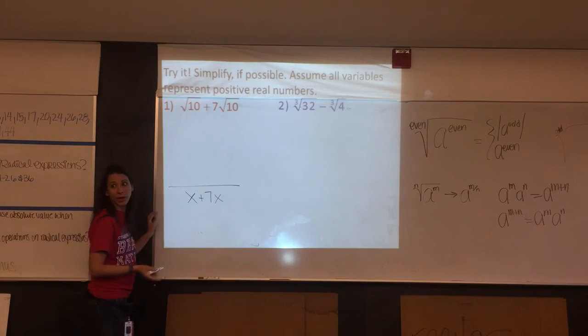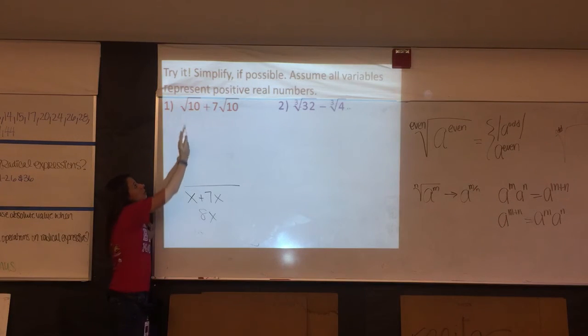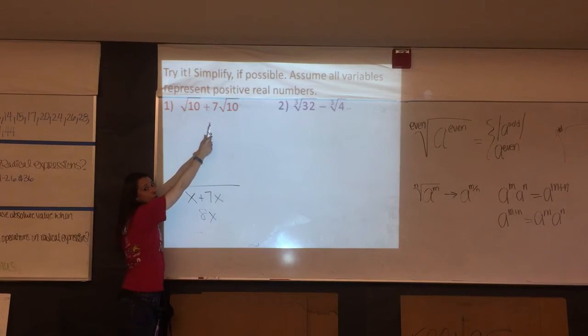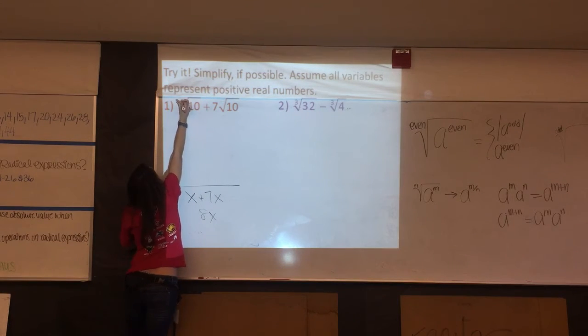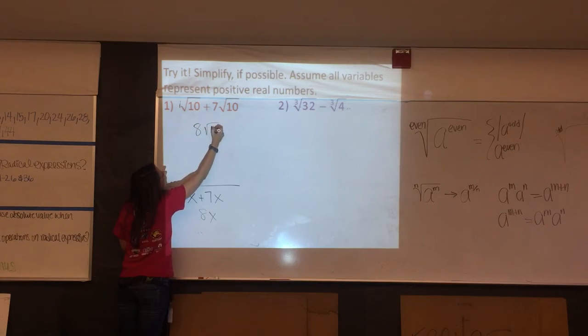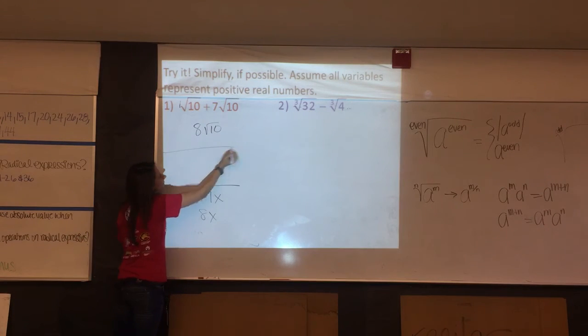Yes. Okay. So I gave you too much time. What is this answer? 8x. This is the exact same thought process. If I have a root 10 in both terms of my sum, they are like terms, and I add the coefficients. So there's an invisible 1. 1 plus 7 is 8. 8 root 10. Okay?